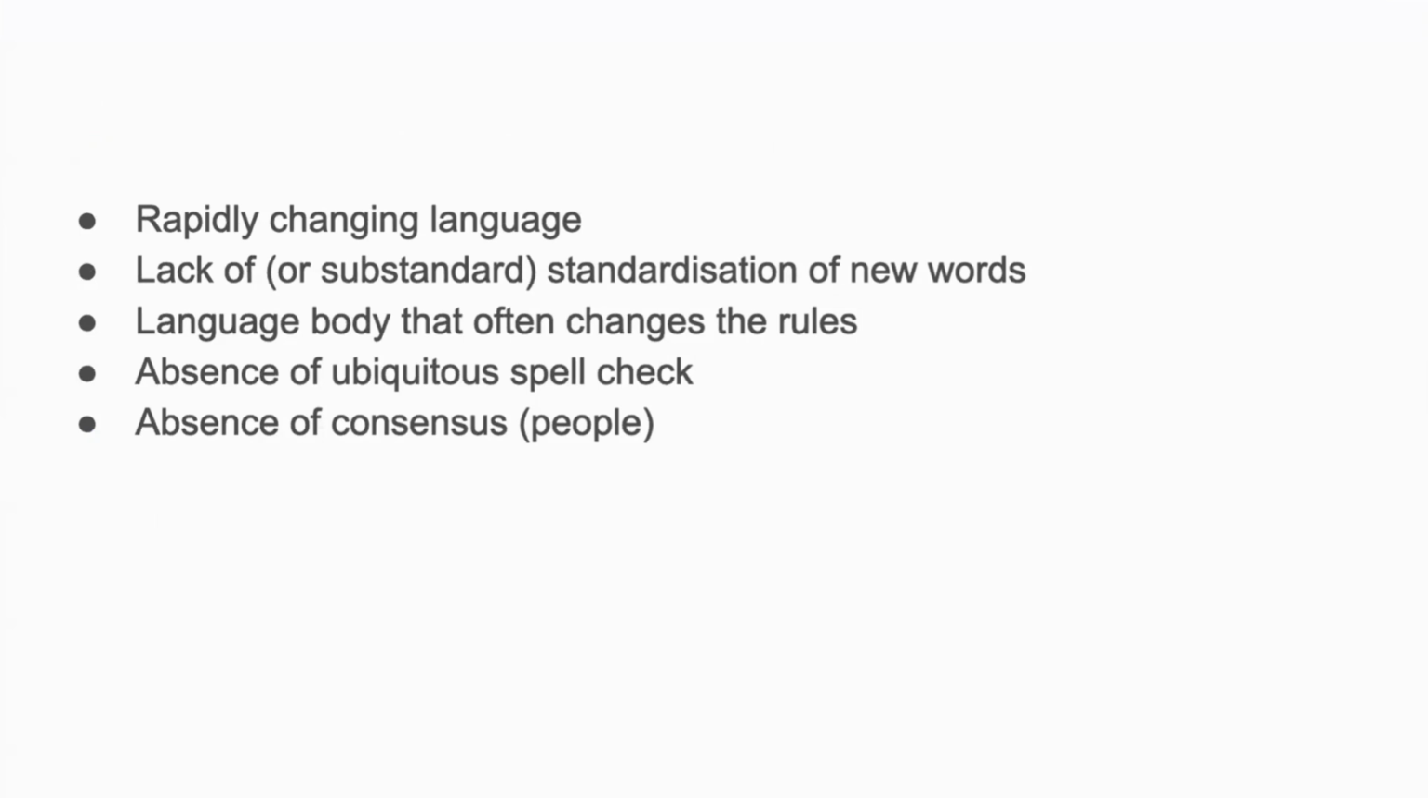So if you just think about that, it's basically rapidly changing language. There's a lack of standardization. There's a language body that often arbitrarily changes the rules. Spell check is absent, which is mentioned on the tech side as well. And finally, there's an absence of consensus. So even if everything is bad, we can still make a decision and back it up by consensus, if we had people.